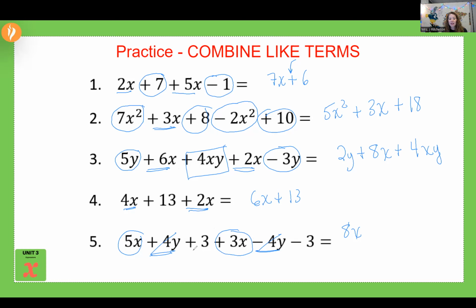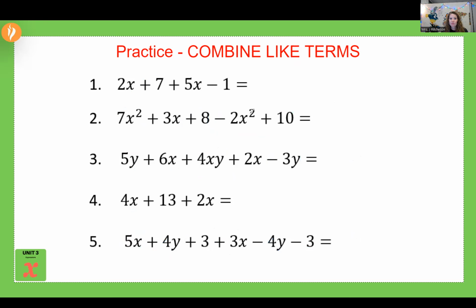And then we have positive 3 minus 3. What's positive 3 minus 3? Once again, nothing, right? So technically, our only answer is 8x. If you had typed plus 0y plus 0, I probably would have given you credit for it, but really you don't need to ever write zeros.